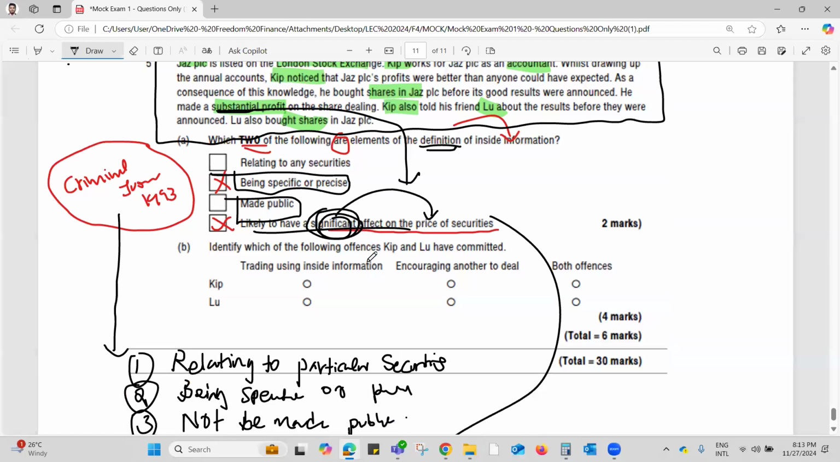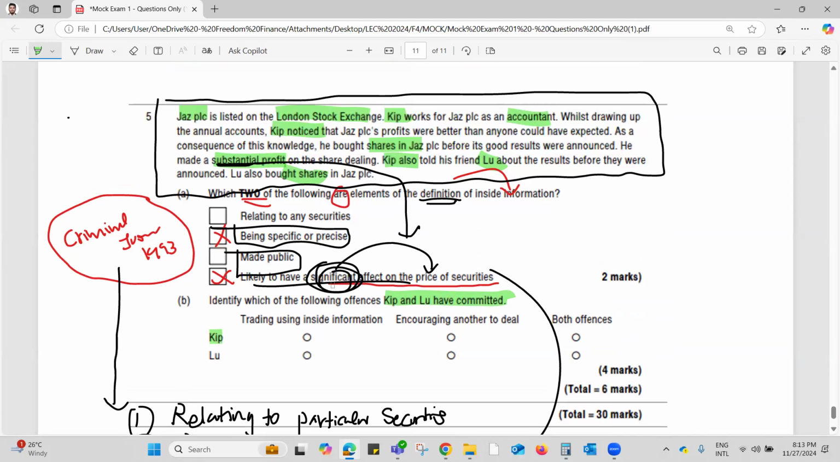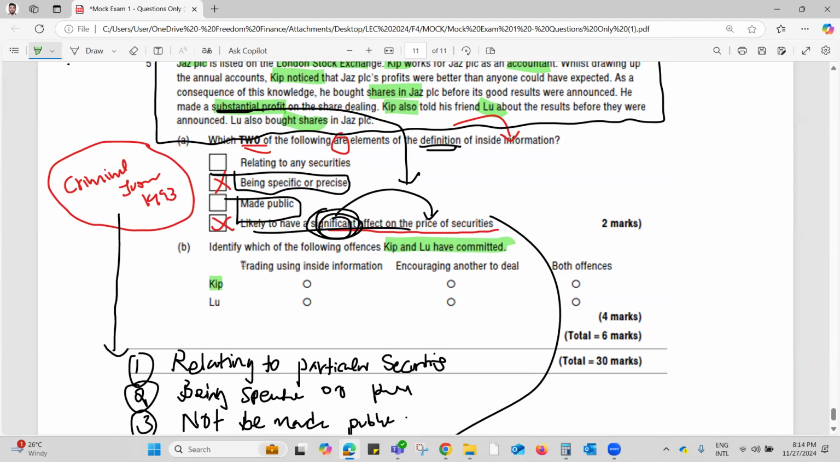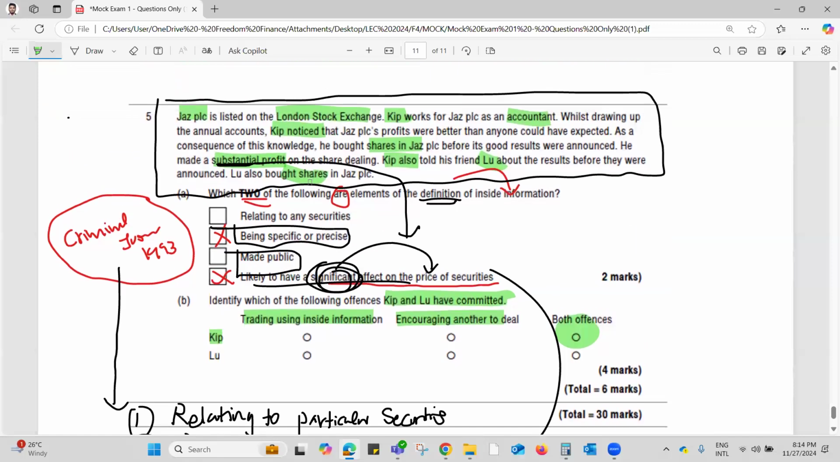Okay, then you also need to understand that Kip and Lou have committed some negligence. So in terms of Kip, who is Kip? Kip is your accountant. Has he engaged in inside information? Yes, he has traded on the inside information and he is encouraging another deal, which means he has committed both the offenses. But Lou is his friend.